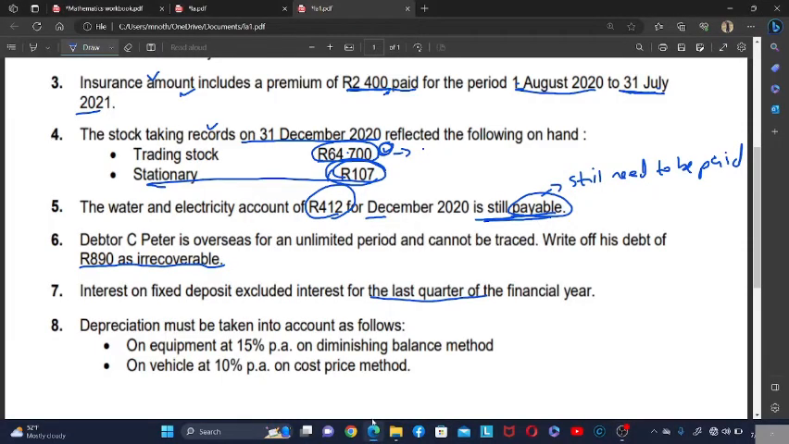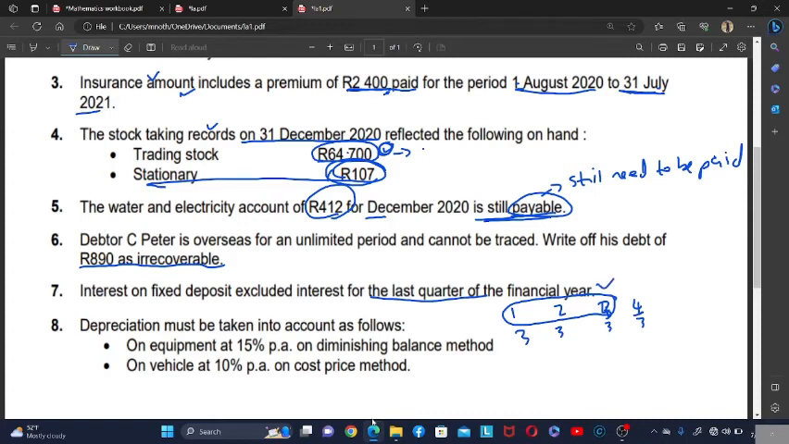Okay. Number 7, interest on fixed deposit excluded the interest for the last quarter. So how many quarters does the year have? The year has 4 quarters: 1, 2, 3, 4, so it is 3, 3, 3, 3, which gives you 12 months. We are told that we have only received the interest for 3 quarters, because the last quarter was excluded.